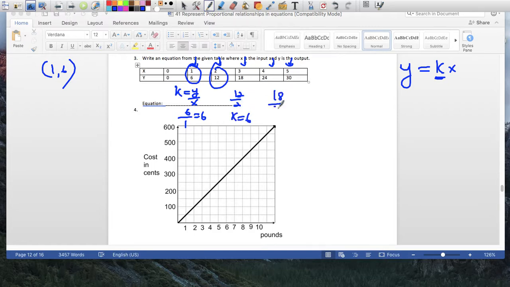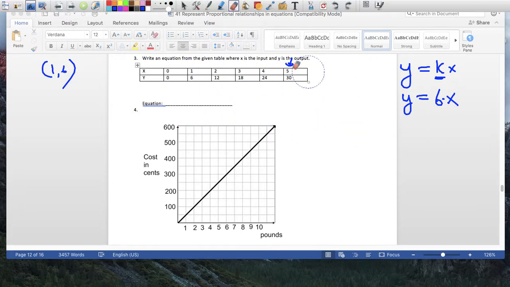Third one, 18 divided by 3, you would get k equals 6, and so forth. So it doesn't matter which one you took, all of them would give you that k equals 6. And if k equals 6, the unit rate, sorry, the equation would be y equals 6 times x. You can also look at the table and see how the 5 became a 30? Times 6, times 6, times 6, times 6, times 6, etc. So your equation is y equals 6x.